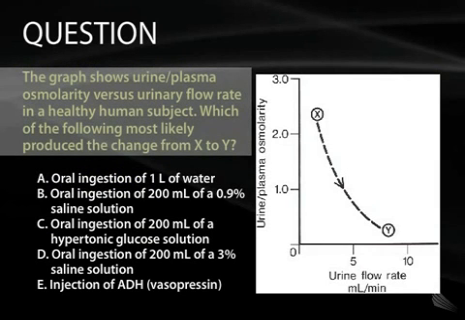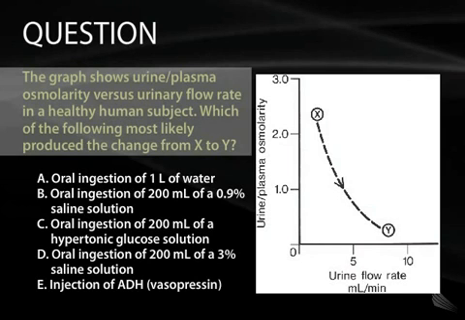So let's do another question that highlights the issue of water balance and the hormonal regulation associated with it. This question is showing a graph depicting urine over plasma osmolarity in the y-axis and the urinary flow rate in the x-axis in a healthy human subject. The question is, which of the following most likely produce the change from X to Y? In other words, what's causing the change from a low flow rate to a high flow rate, and also what's causing the change from a high urine over plasma osm to a low urine over plasma osm ratio.